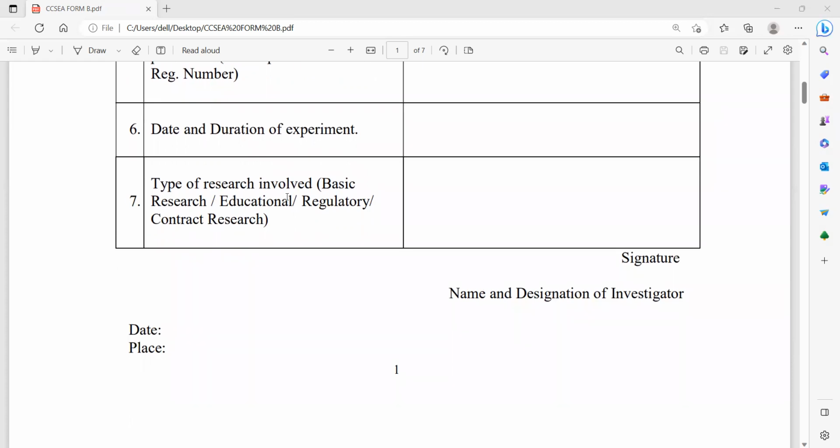Then what type of research: whether your research is basic research, or academic or educational research, or some regulatory research which is carried out as per the regulatory guideline, or some contract research. So you have to fill here. Then you have to sign here with the name and designation of the investigator. You write the date and the place. So this much information is required for section 1.